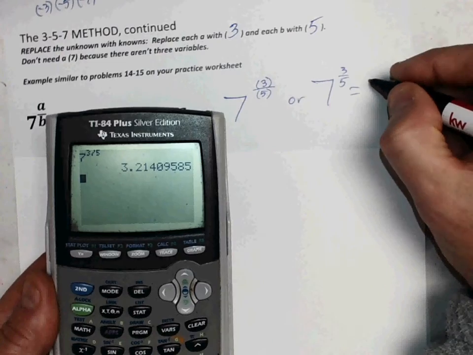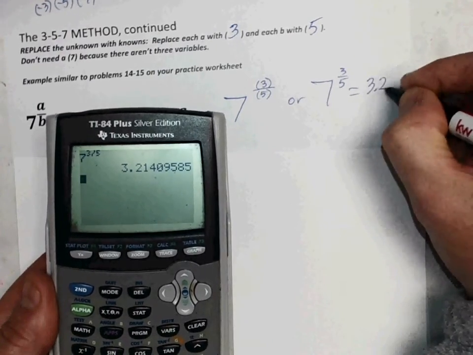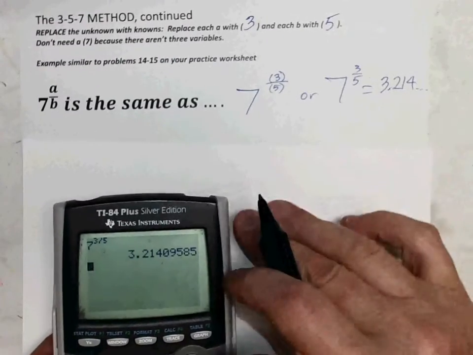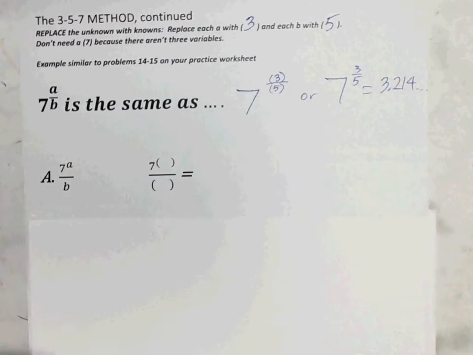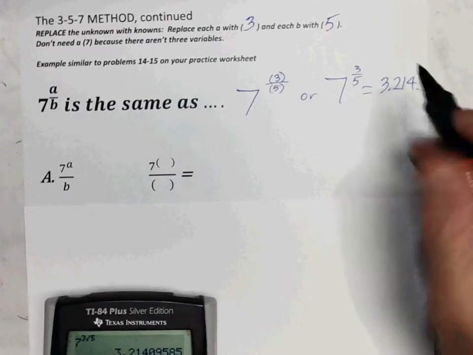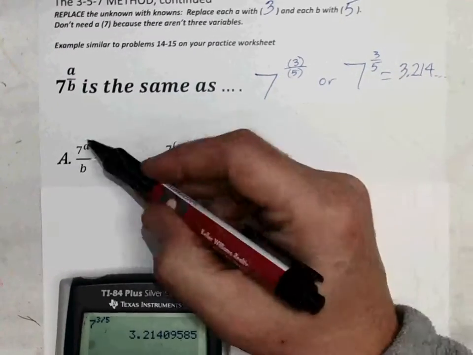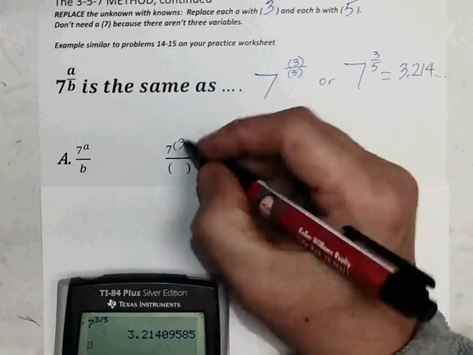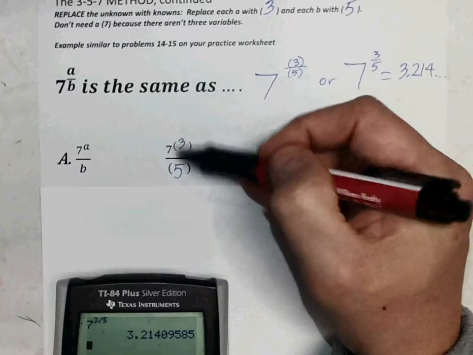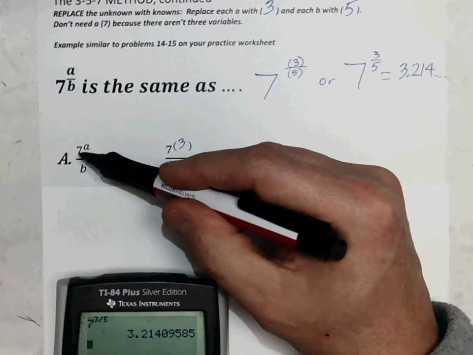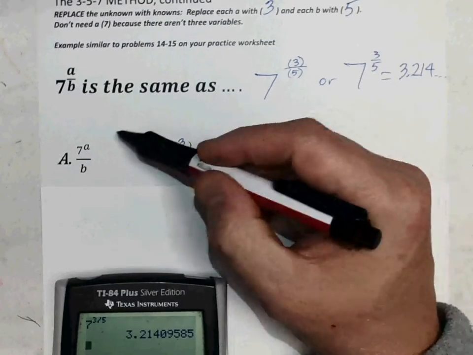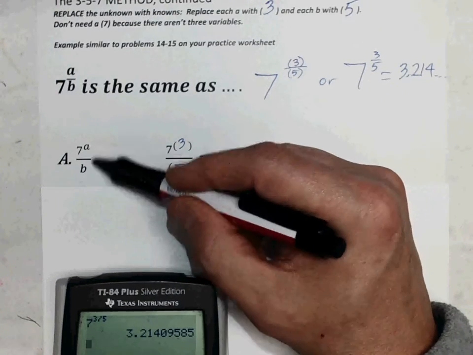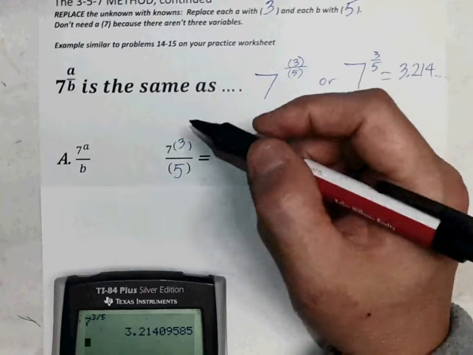Something fairly small, 3.214, blah, blah, blah. Okay, so I'm looking for something down here in my answer choices that is the same as 3.214. Okay, so what goes in for A? First variable, there's a 3. Second variable, there's a 5. Now it's important to realize that A is an exponent and B is just a regular number. I know I wish it would have been more distinguished, but hey, that's what it is.